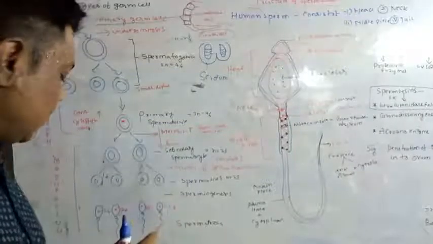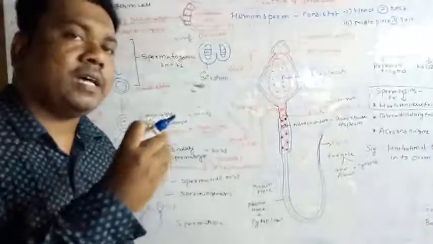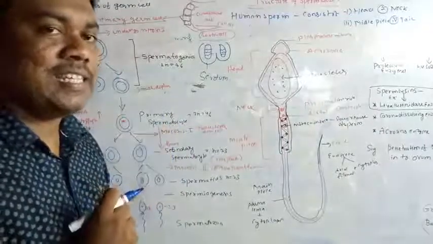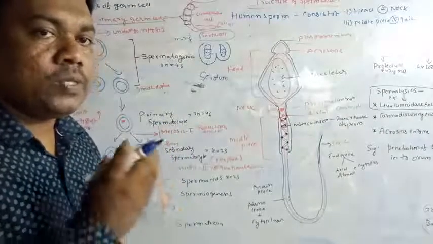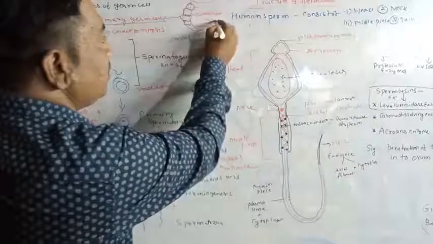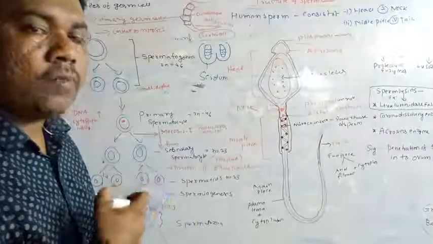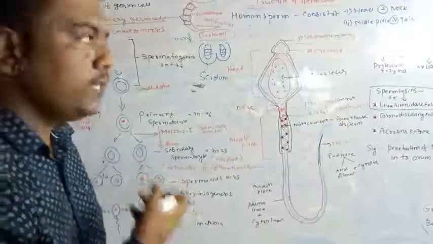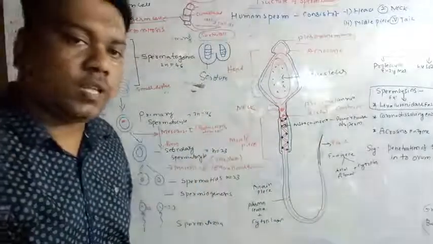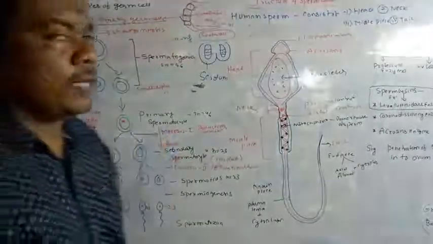And the third term is spermiation. What is the meaning of spermiation? Detachment of sperms from the Sertoli cells is known as spermiation. Simply, beta, these sperms are attaching to the Sertoli cells for the purpose of nourishment. After taking the nourishment, after maturity, these sperms separate from the Sertoli cells, and that is known as spermiation. So this is the spermatogenesis process.